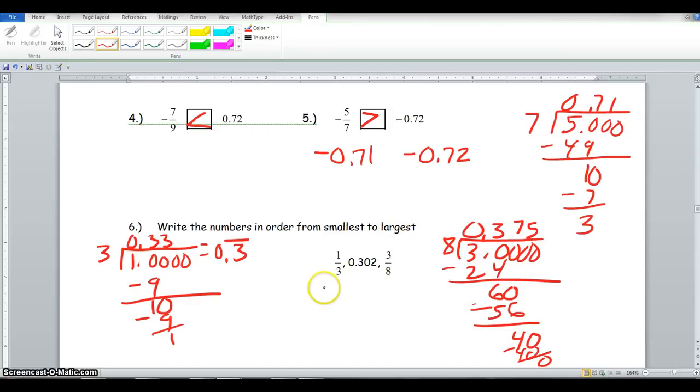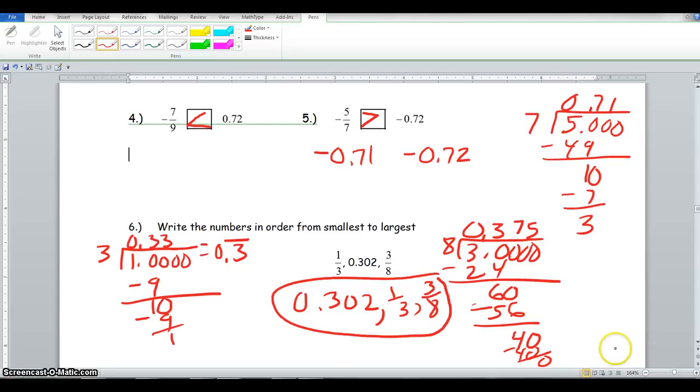Now we could go here. It says from the smallest to the largest. So 0.302 is the smallest. The next is 1/3. And finally, 3/8 is the largest. Okay, we're done with this section.